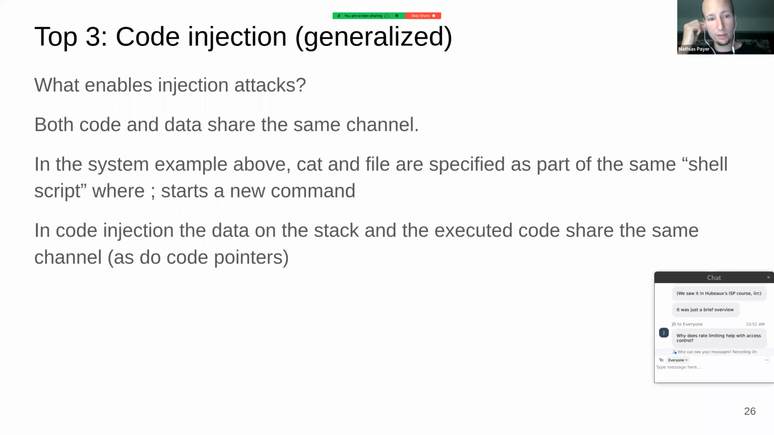And in all these different code injection attacks, the data and the executed code share the same channel, right? So in code injection, we've seen it's similar. The code or the data on the stack can be interpreted as code. And if you get the CPU to execute or point instruction pointers to the stack buffer, then it may just be executing these injected instructions, as with code pointers.